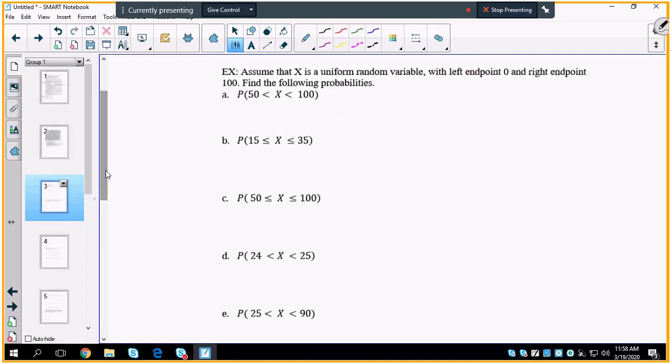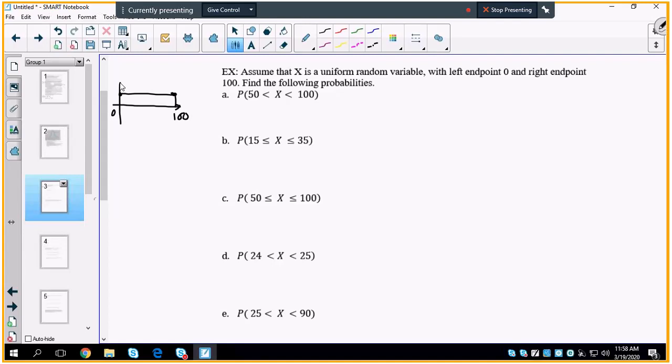This one says that assume that x is a uniform random variable with left endpoint at 0 and right endpoint at 100. So according to my picture previously, the uniform probability distribution starts at 0 and ends at 100. This is the total range of the distribution. So 0 to 100. That's the total distribution. And I am interested in finding the following probabilities. Probability of x is between 50 and 100.